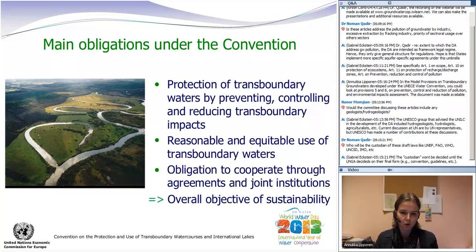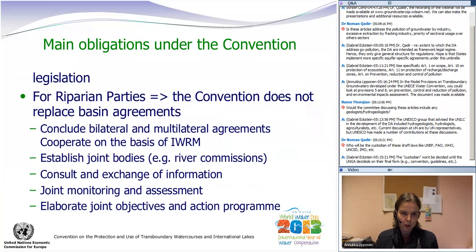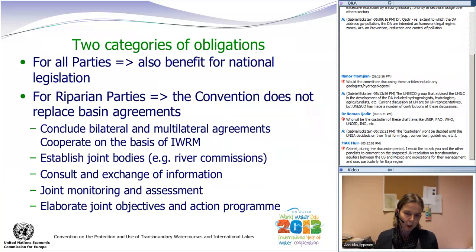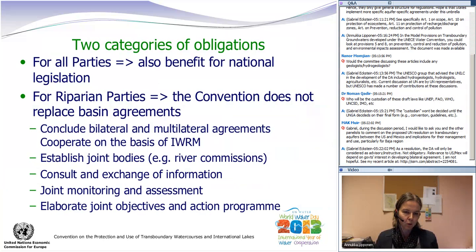There are two categories of obligations, some for all parties, and the accession process involves a review of national legislation. This is also very useful for the national legislation, and of course the implementation also has beneficial impacts for the status of waters within the country. Then there's a set of obligations for riparian parties, or the states that the parties share waters with. And this being a framework agreement, it does not replace the basin agreements. On the contrary, they are complementary.